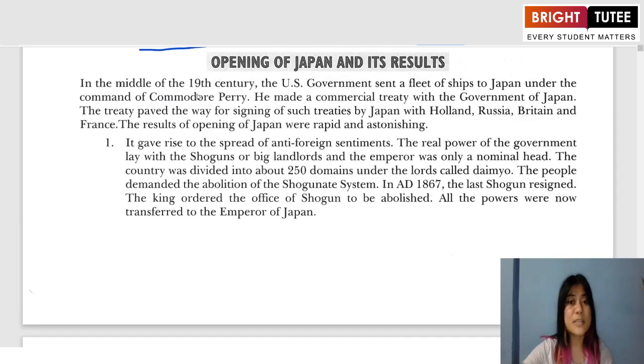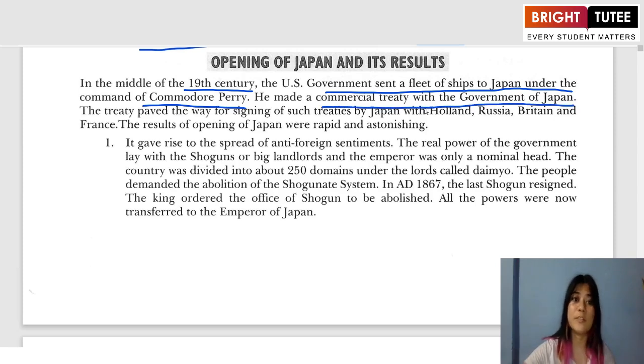In the middle of the 19th century, the US government sent a fleet of ships to Japan under the command of Commodore Perry. He made a commercial treaty with the government of Japan. The treaty paved the way for the signing of such treaties by Japan with Holland, Russia, Britain, and France.